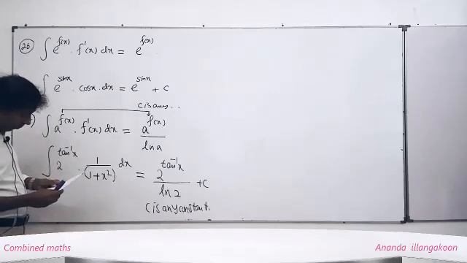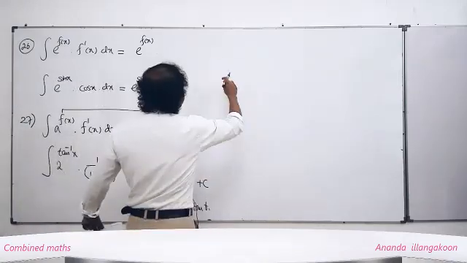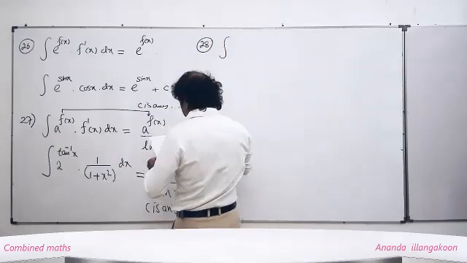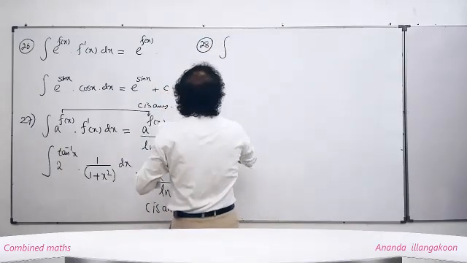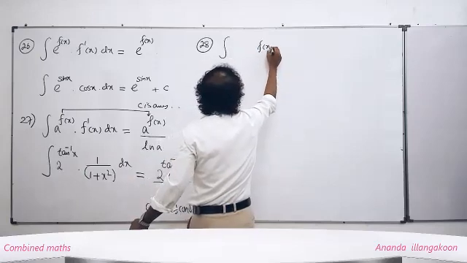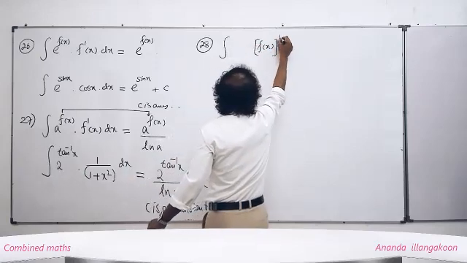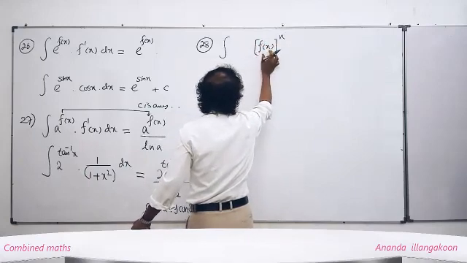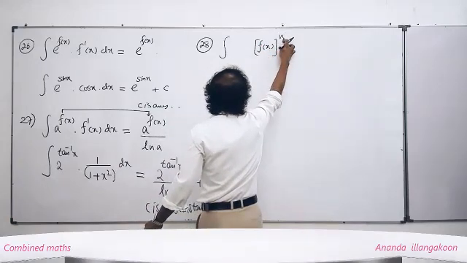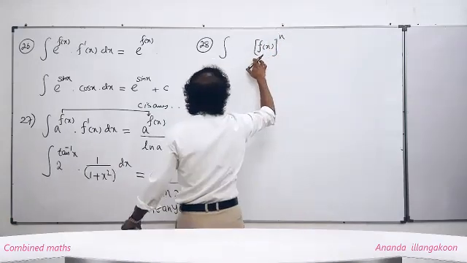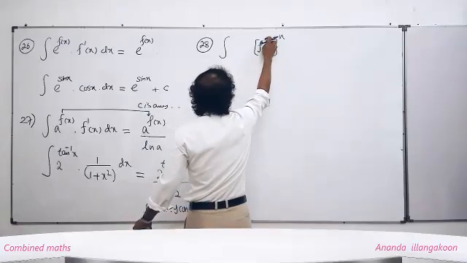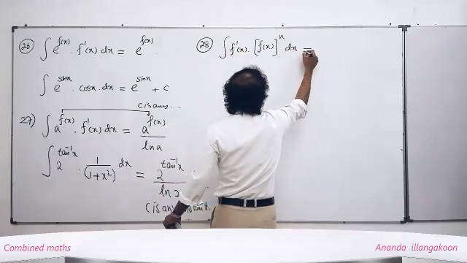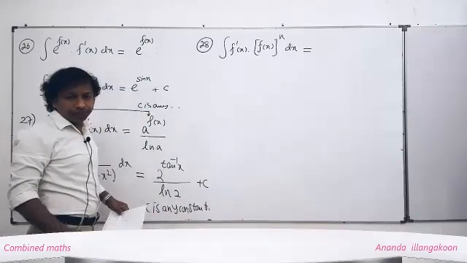Right. The next one, people, 28. The result 28 is this. We have f(x) to the power n. Within the bracket we have f(x), its power n. This whole thing is multiplied by the derivative of the function within the bracket, f dash x dx.